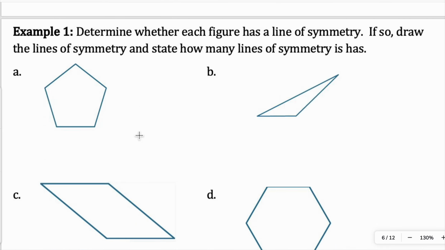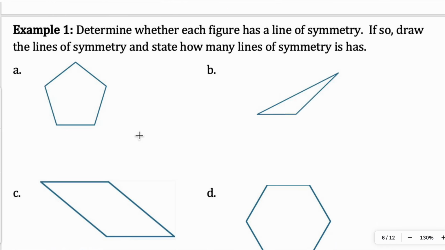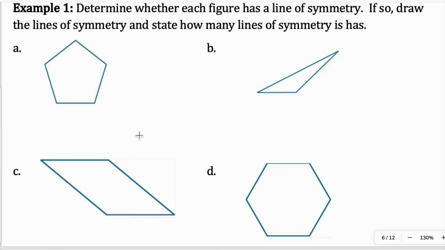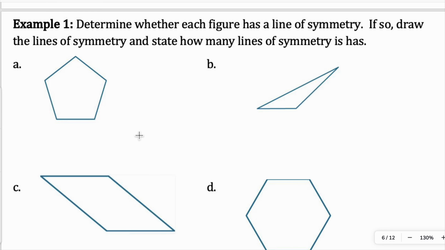Okay, what we're going to do now is determine whether each figure here has a line of symmetry, and if so, draw the lines of symmetry and state how many lines it has. So in letter A, one easy way to do this is to rotate your paper. So we would first say that yes, this figure does in fact have line symmetry, and we're going to draw all those lines now. Here would be one line of symmetry, and then what I did is I rotated my paper to show all the vertices first.